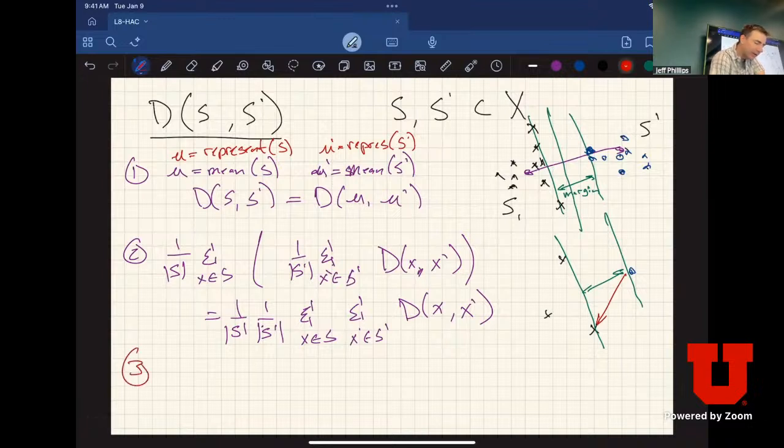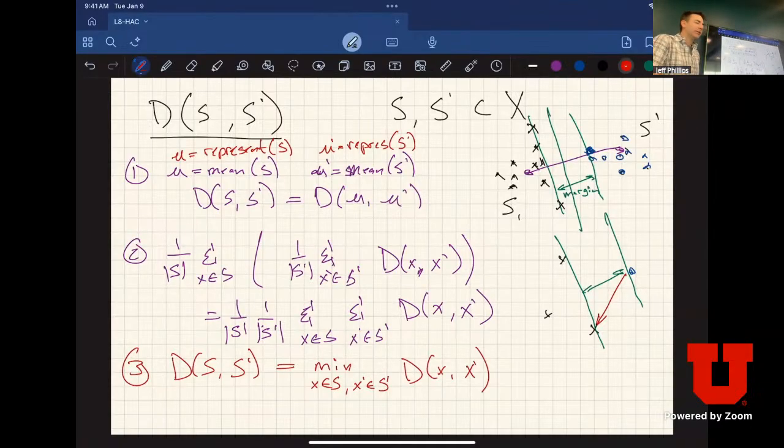Okay, I'm going to say that the distance between S and S prime is equal to the min over x in S, x prime in S prime. Okay, just look at the minimum distance between the points. Any pair of points, I want to find how small it could be. Okay, this is called single link clustering.